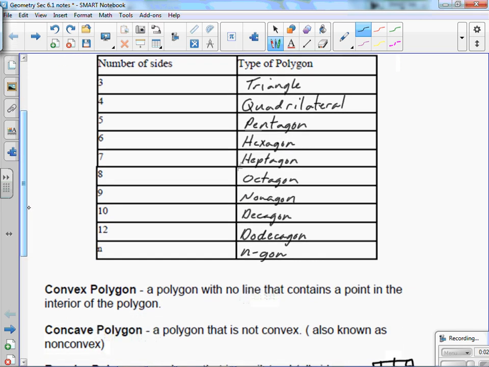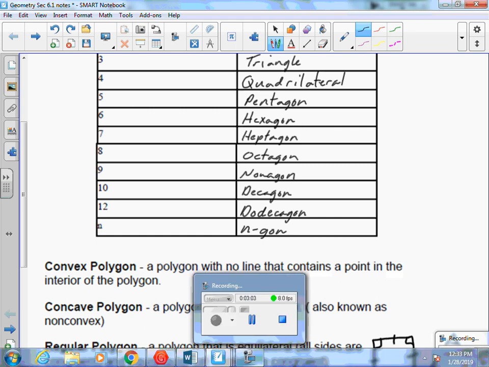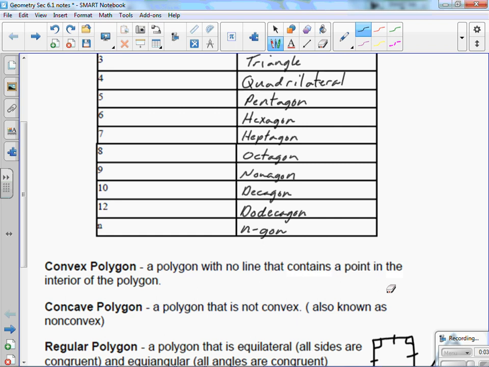All right. So when we're looking at polygons, there are some other descriptors that can go along with it. One is we can call it convex or concave. Convex is going to be a polygon with no lines that contain a point in the interior of the polygon. And concave is a polygon that is not convex. So if none of the lines go into the interior, it's convex. If any go in the interior, it's concave.